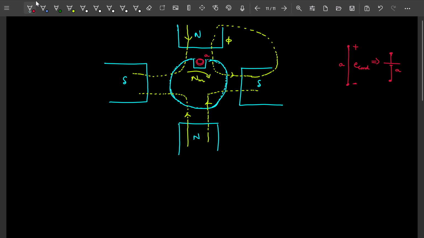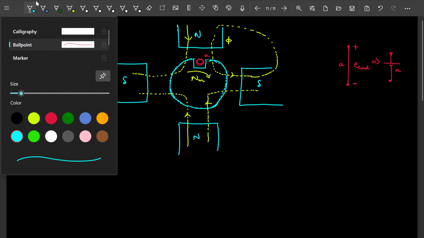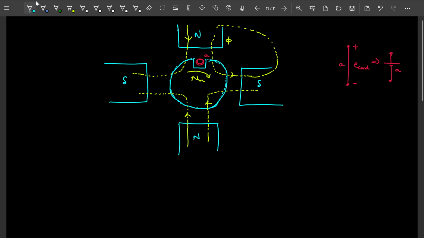Why is there an induced voltage across this conductor? Because whenever a conductor cuts the magnetic field, an EMF is induced according to Faraday's laws of electromagnetic induction. That is why in this conductor we are going to have an induced voltage. Now if you see the 3D image of this armature, it looks like this, in 3D view.